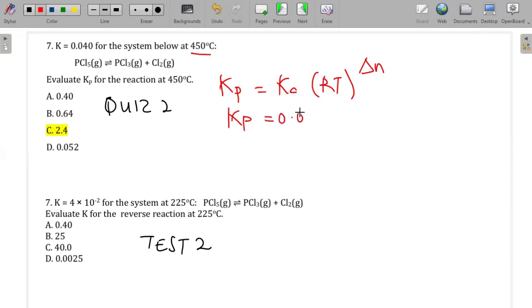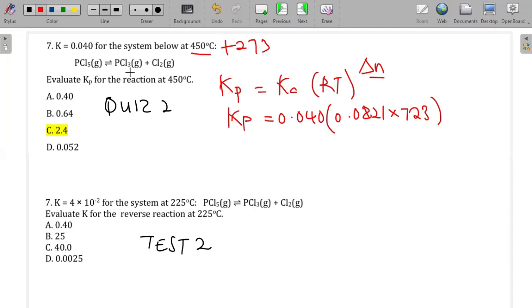So Kp will just be equal to this, the Kc is the same as the K, so I write it there. And then R is the gas constant, which is 0.0821, multiplied by the temperature. That temperature, you have to change it to kelvins. So 450 plus 273, I get 723. And then the change in n is simply the number of molecules on the product side minus the number of molecules on the reactant side.